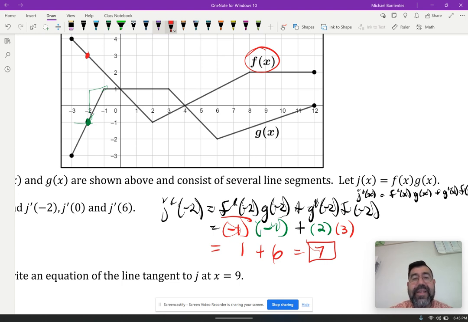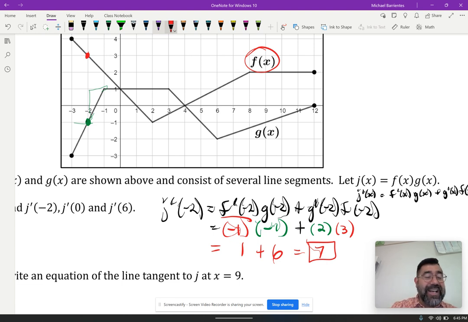Be careful when they give us graphs of the original functions f of x and g of x, or any function that's the original function. If they're asking me for the derivative, we're looking for the slope. If they ask you for the actual function value, we're looking for the y coordinate of the point that we're talking about. Should we try another one?